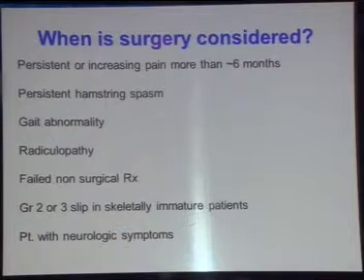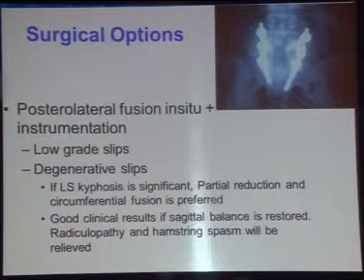But when surgery is considered: if there are persistent symptoms, failure of conservative treatment, radiculopathy, gait abnormality, hamstring spasms, high-grade listhesis, and patients with neurological symptoms. So for low dysplastic, if it is persistently symptomatic, you can go for an in situ fusion with posterolateral fusion. But if there is an angular relationship between the olisthetic vertebrae, then you need to do an interbody fusion.